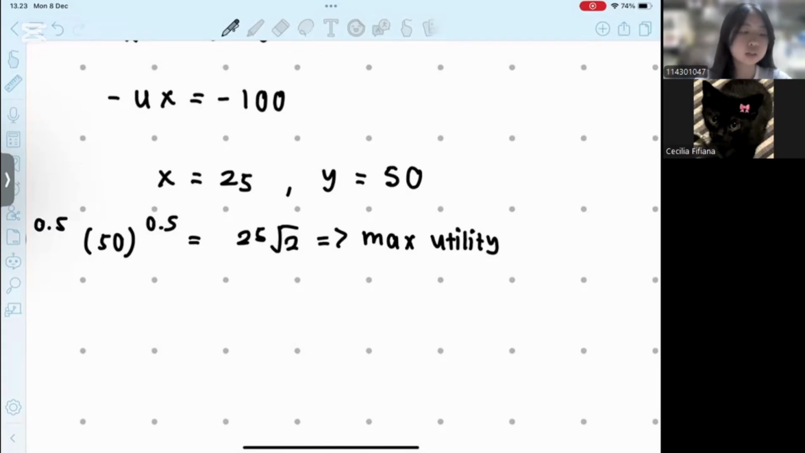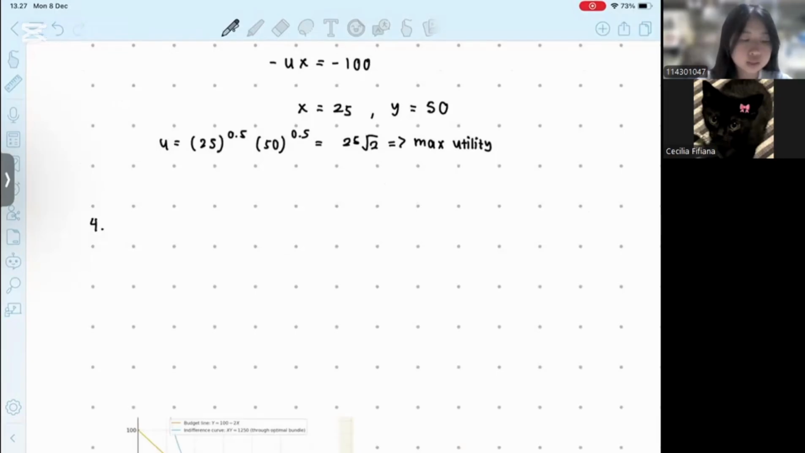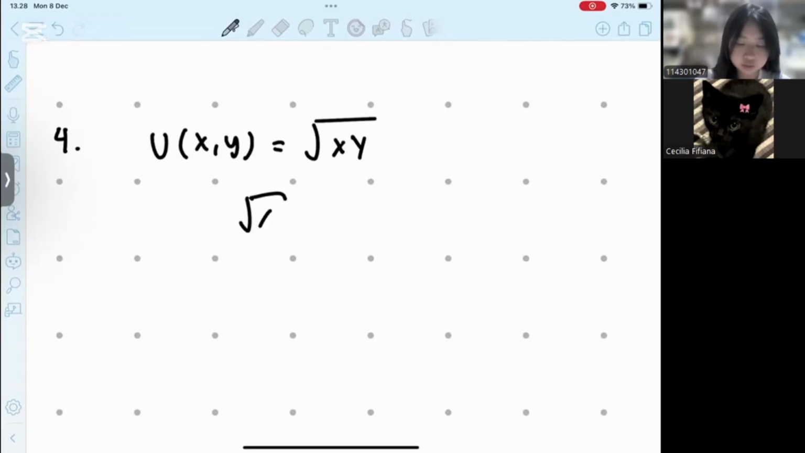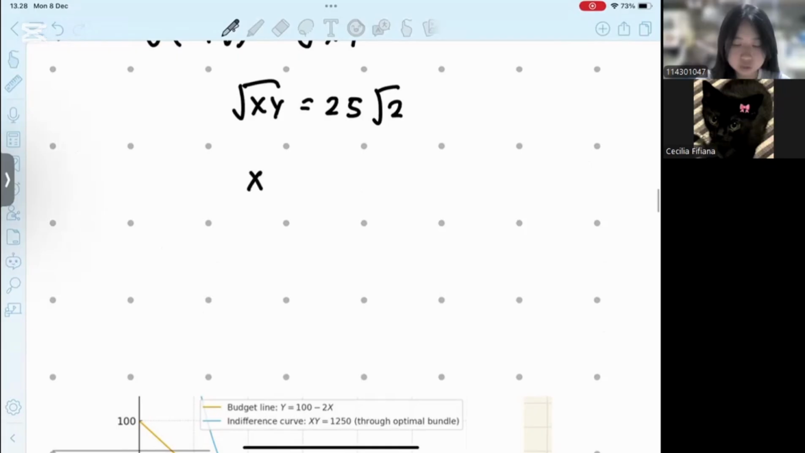So now that we know the x, y, and also the maximum utility, we can just find the equation of the indifference curve, which will be, we know that u(x,y) equals the square root of xy, and the square root of xy is equal to 25 square root 2. You can just find xy by squaring both sides, which results in 1250.